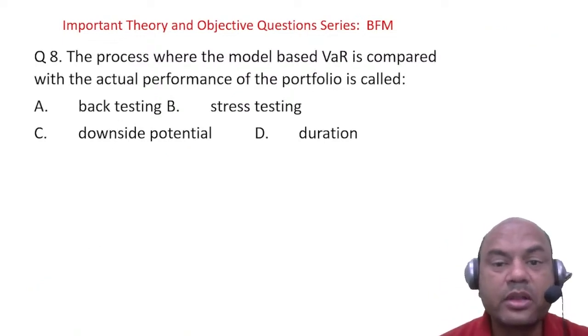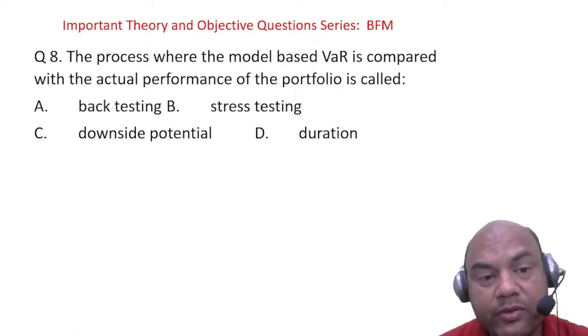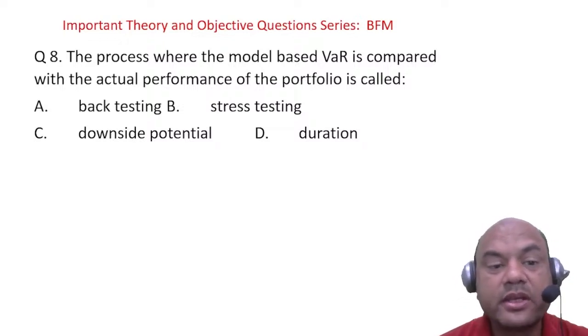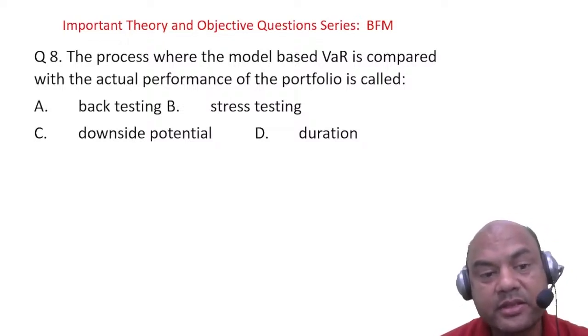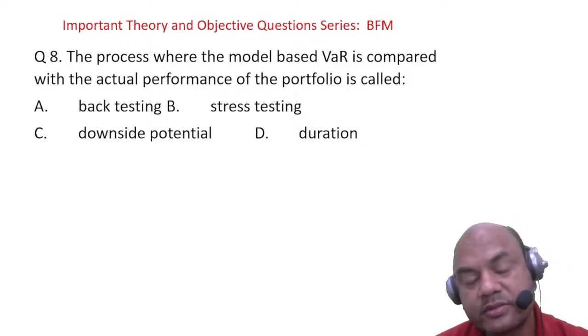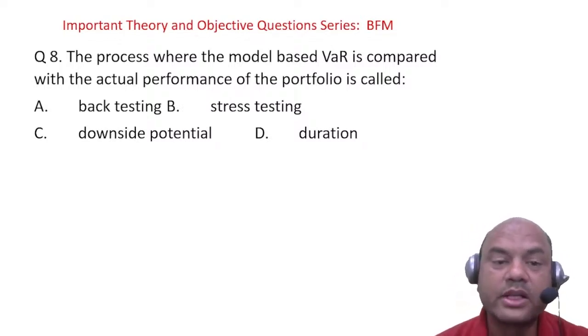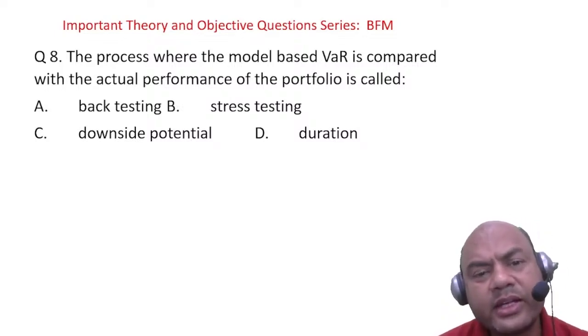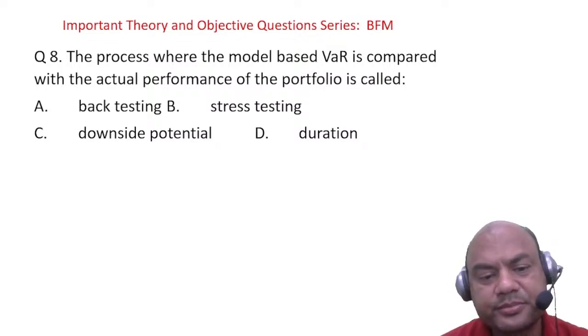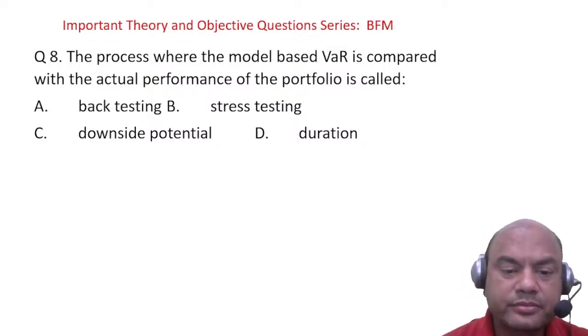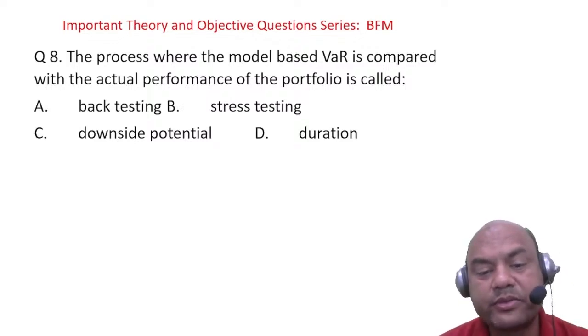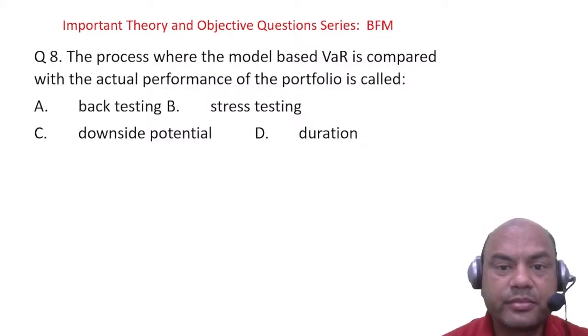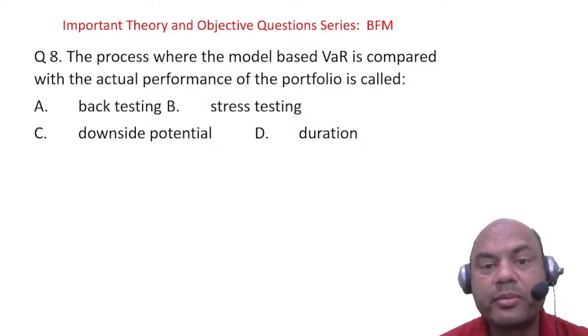The process where the model based VAR is compared with the actual performance of the portfolio is known as: back testing, stress testing, downside potential, or duration. Think about it. I won't answer this now; let me see how many of you answer first. I've given you the hints in this session only. The process where the model based VAR is compared with the actual performance. Where do you compare it with the actual performance?